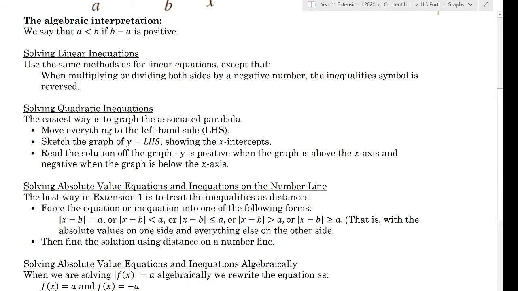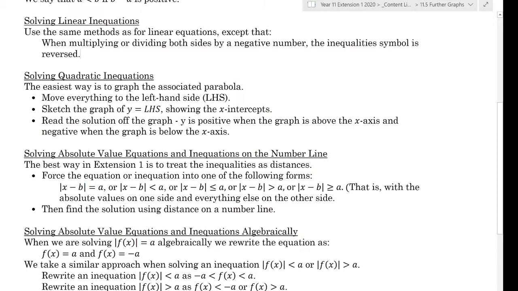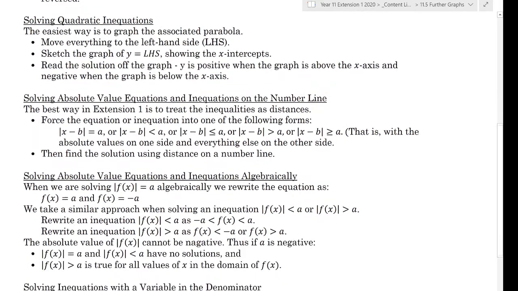Now, when you solve a quadratic inequation, the easiest way is to graph the associated parabola. So move everything to the left-hand side and then sketch the graph of y is equal to the left-hand side, showing x-intercepts. Now you can read the solution off the graph. If we're looking for when the expression is greater than or equal to 0, then you're looking for everything above the x-axis. And if it's less than, then you're looking for everything that's below. It's pretty simple. We'll look at an example of that in a bit.